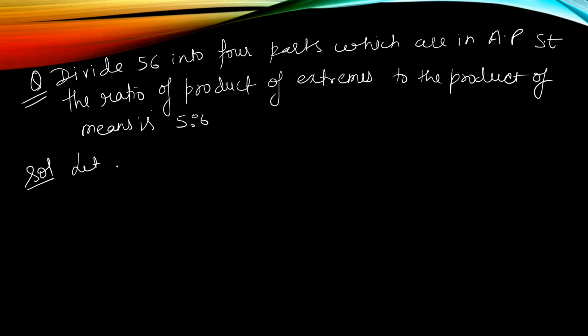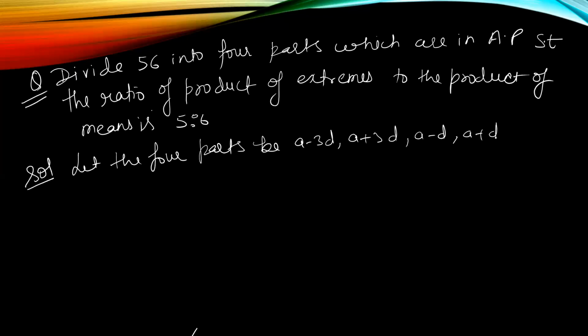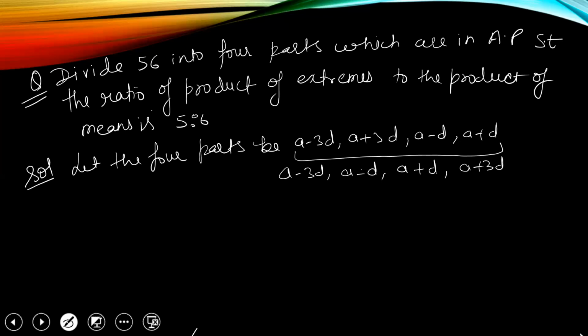Let us take four parts. Let the 4 parts be a minus 3d, a plus 3d, a minus d, a plus d. If you write this in a proper sequence, it's going to be a minus 3d, a minus d, a plus d, and a plus 3d. So that's the proper sequence for the same, which will be used for the problem.